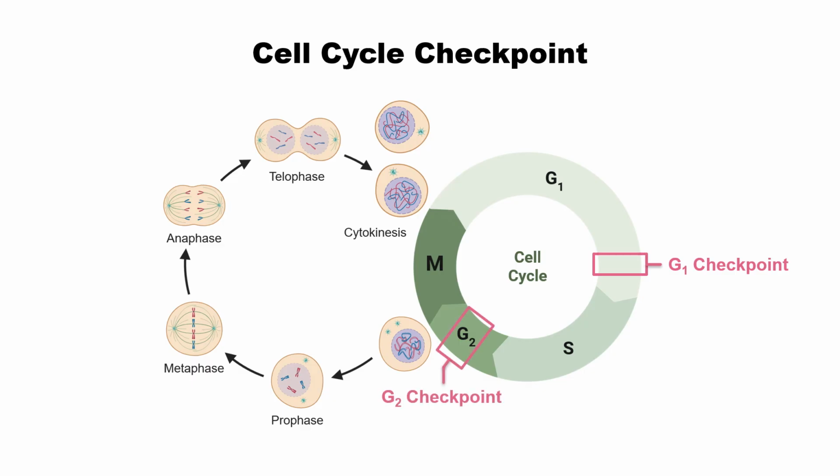The second checkpoint is the G2 checkpoint. This is after DNA synthesis, to confirm whether the DNA synthesis is properly completed or not. And another checkpoint is the M phase checkpoint. This is to check whether the division of the two sets of chromosomes is properly completed or not.